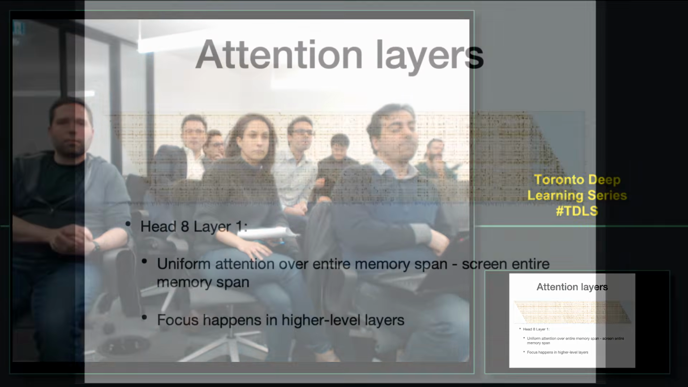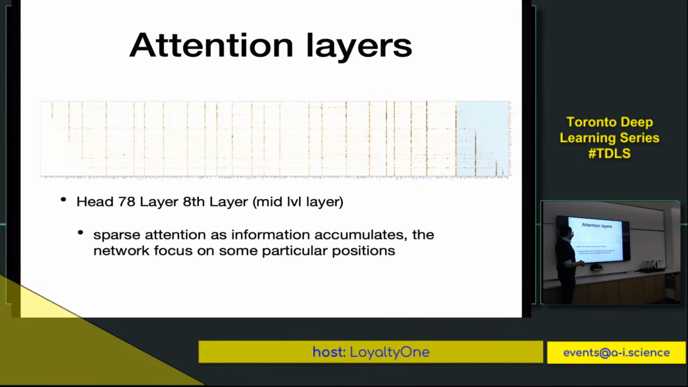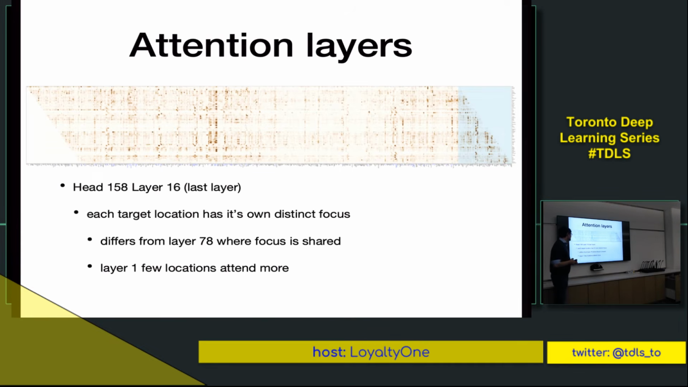Okay. And say we go to layer 8. So we have 10 heads, so head 7 or 8. And then we see it becomes considerably more sparse, and there are certain positions where the network focuses. It kind of says, we screen the initial whole memory, and as the layers progress, we identify the sequences that are important, and then we go into those memory positions. In the last layer, it looks a little bit like the first layer, but we see some more stronger patterns here.